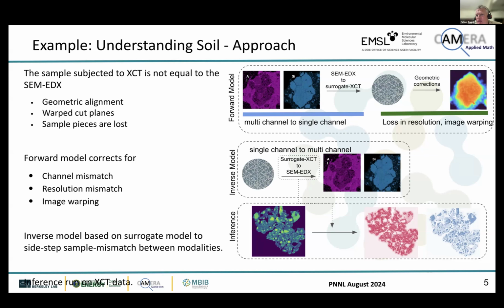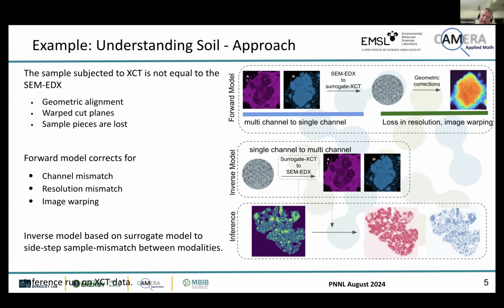And that surrogate XTC model is then subjected to loss in resolution and image warping so that we can match it to the data. Once we have that surrogate model in place, we can actually invert that surrogate model right here. So here you go from SEM EDX data to pseudo XTC data, and we make sure that it looks like real XTC data by matching it up with the XTC data that we have.